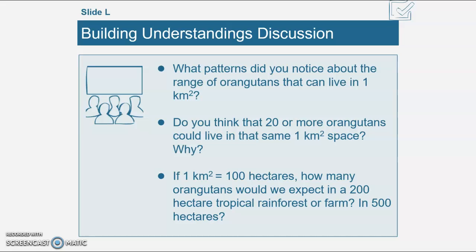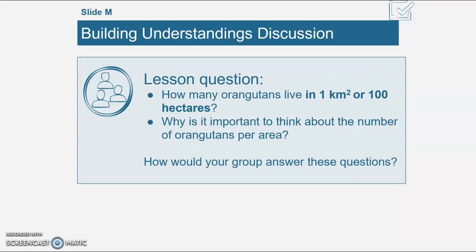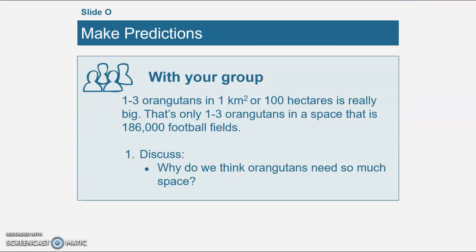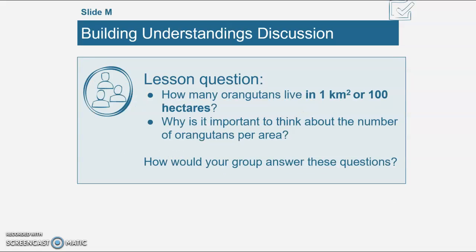So do you think that 20 or more orangutans could live in the same 1 square kilometer space? Why? Were there any patterns that showed up in that data that could support your answer? All right, and it all comes back around full circle here to our guiding question, right? How many orangutans live there? And can we count those populations?